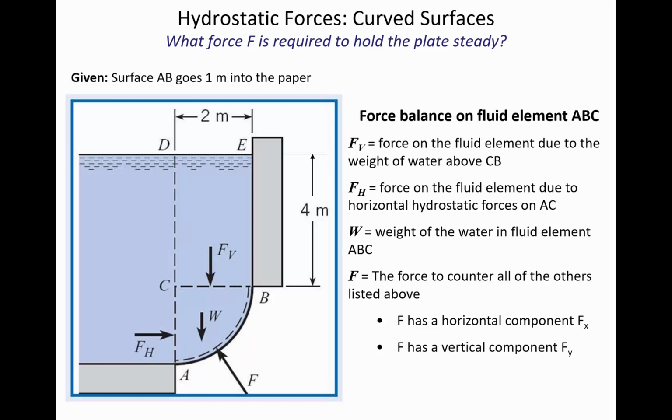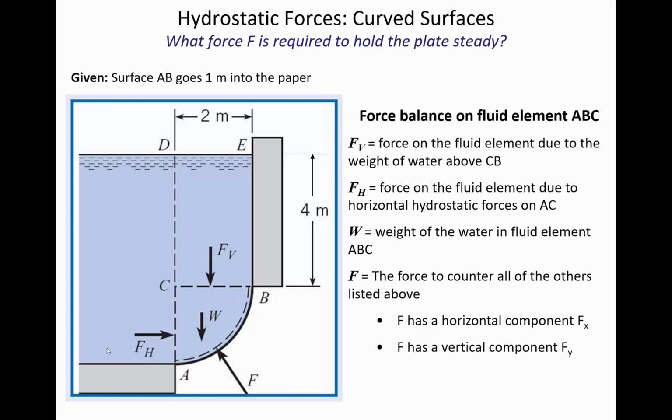So does anybody know what the dimensions of the vertical projection of AB are? Maybe you could type it into the chat box there. What is the dimension of the vertical projection of AB? Something by something are the dimensions. 2 by 1. That's right, Caleb. So it's 2 meters tall and 1 meter wide.